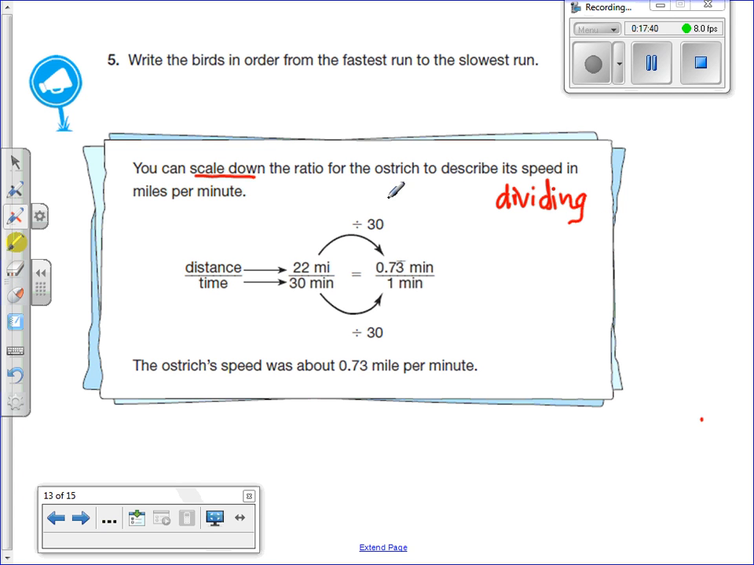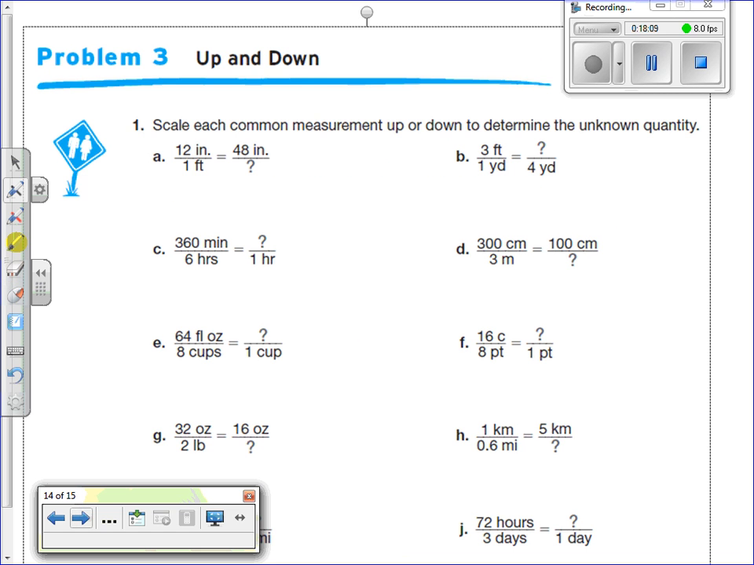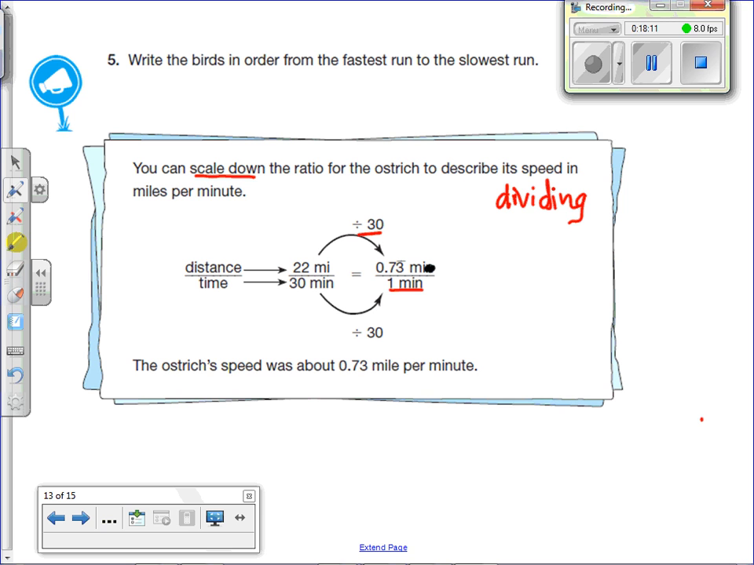In scaling down, you're going to divide by the same term, both numerator and denominator. In this case, they're dividing by 30 so that they could figure out the distance this ostrich ran in 1 minute. So 30 divided by 30 gives me my 1. 22 divided by 30 is going to give me that 0.73 for my miles. So actually, there is a typo in your book. This should not say minutes. That should say miles, if you want to go ahead and correct that in your book. Go ahead and come up with the order you think the fastest run to the slowest run is, and then check your answer.